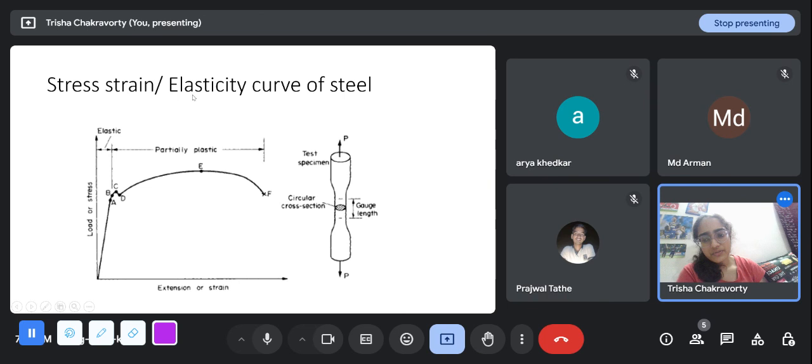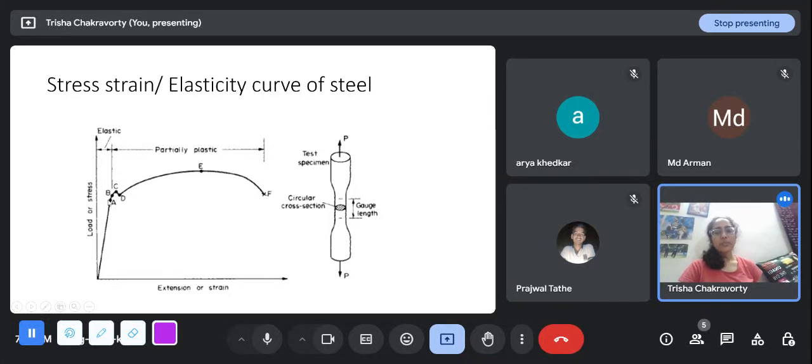This stress versus strain curve is obtained by performing a tensile test on a bar of steel. The load pulling it is increased gradually, and the load is noted down and its elongation is noted down. And stress, we know, is the applied force by area. So P by A is the stress that we are going to plot on the y-axis, and the strain is the elongation that we observe, divided by the length of the specimen. So that is the strain that we are going to plot on the x-axis.